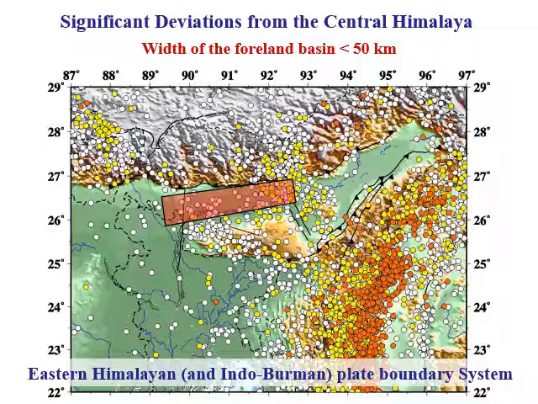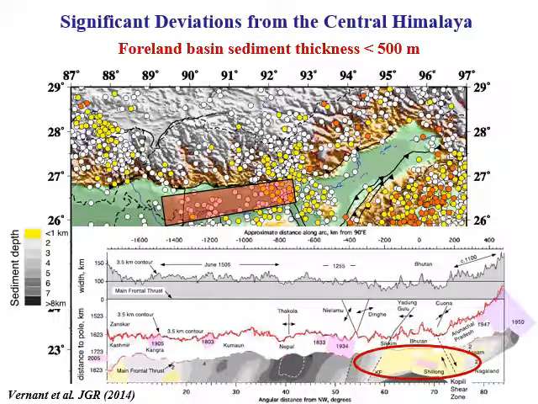The next one is that the width of the foreland basin in this region is less than 50 kilometers. If you remember, in general, the width of the foreland basin south of the Central Himalayas was 200 kilometers, whereas it reduces significantly as you go eastward. In this region, there is a remarkable reduction in the thickness of sediments in the foreland basin. South of the Central Himalayas, the thickness of the foreland basin sediments is as large as 7 kilometers, whereas in the Brahmaputra Valley, it is less than half a kilometer.